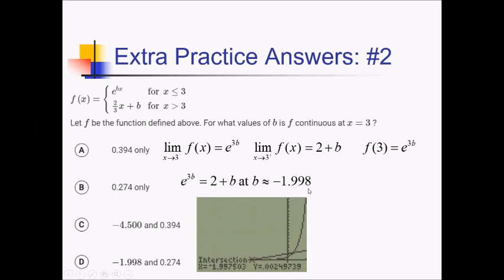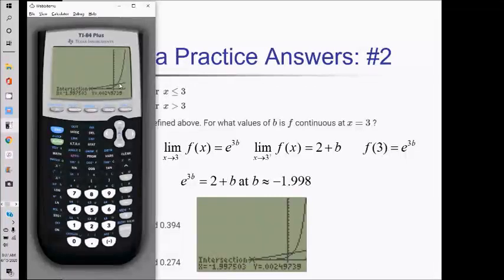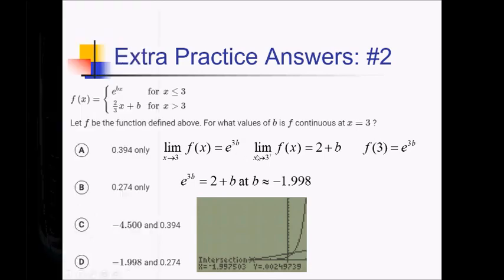And now I need the other intersection as well. We're clearly crossing a second time over here. So second trace, option 5, intersect. Move my little spider over there. There we go. Enter, enter, enter. And that's about 0.274. So looking at my answer choices, that's going to be, let's see here, choice D. And if you are thinking, well, wait a sec, this only covers the limit existing, what about the function value?